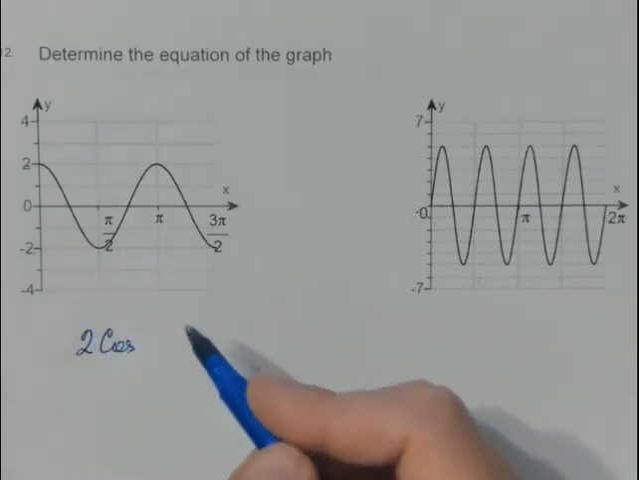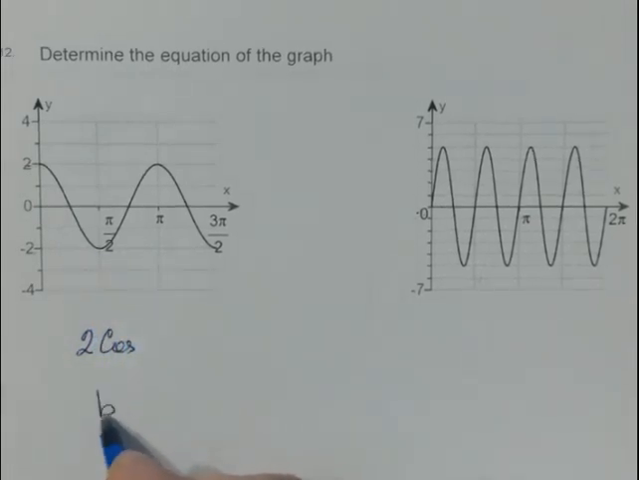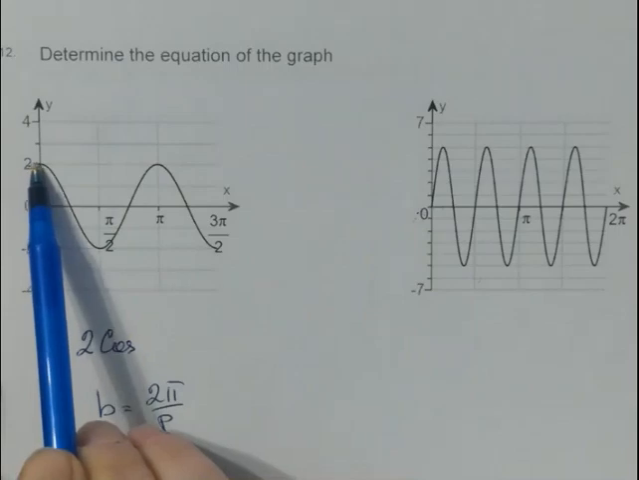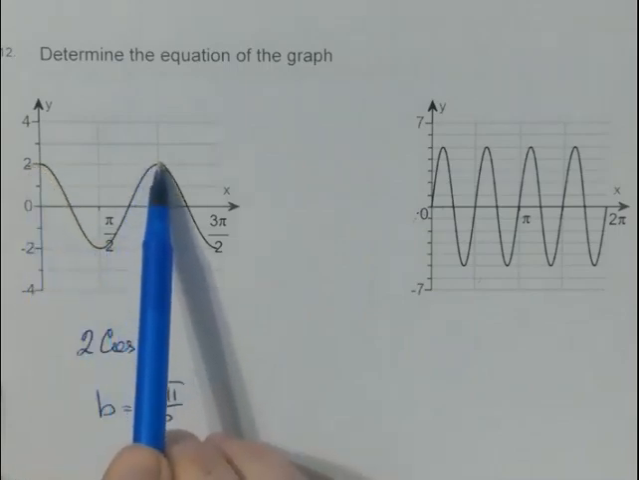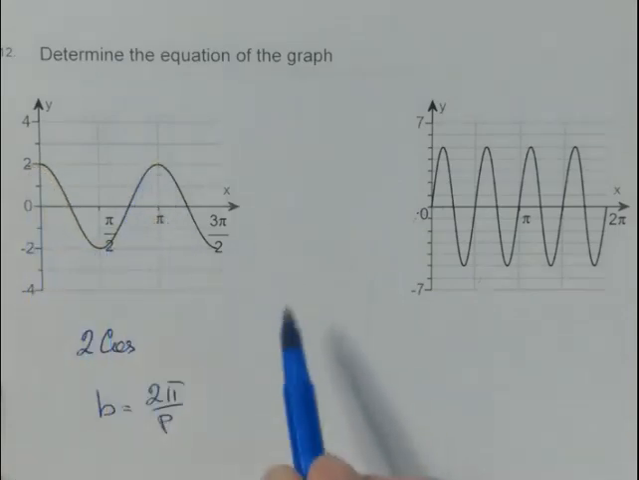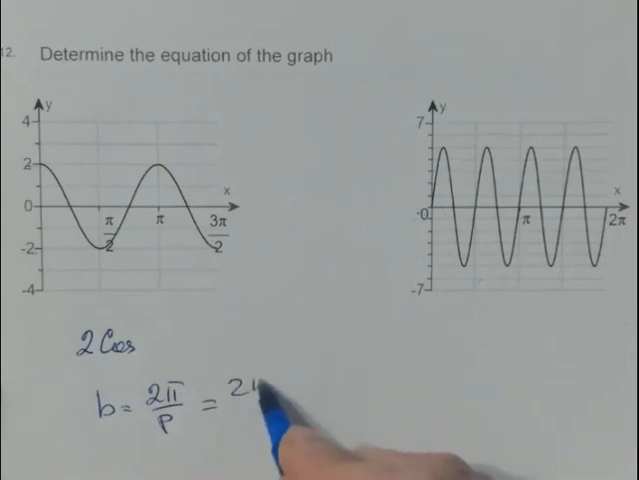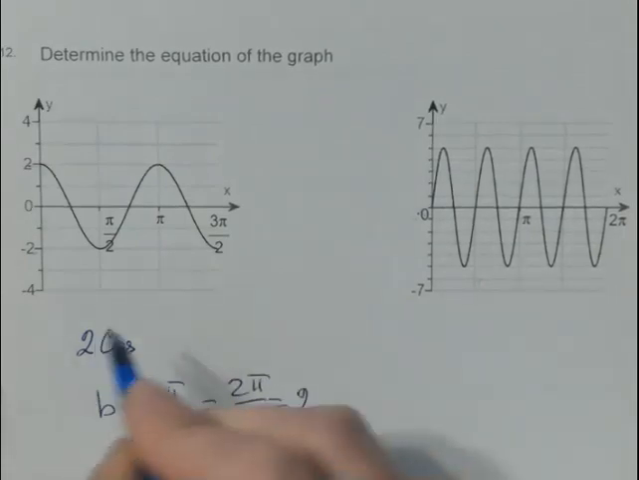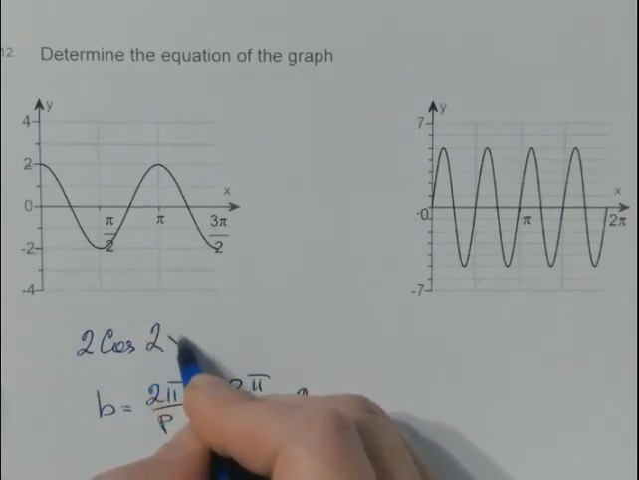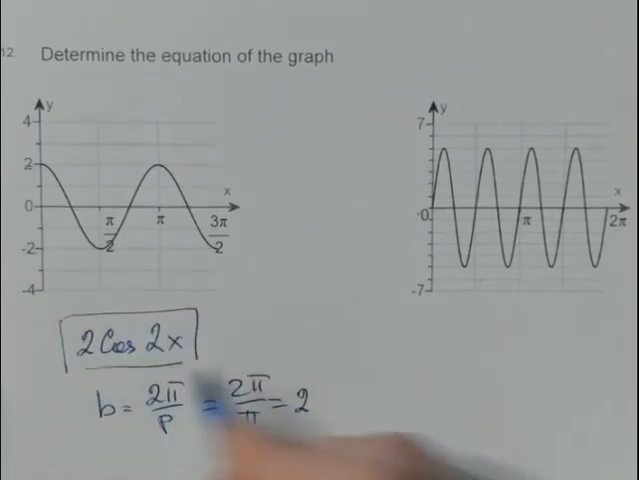Then we want to find b. B is 2 pi over p, the period. What is the period? The complete cosine wave takes pi units. So we must divide 2 pi by pi and b equals 2. So it is a cosine of 2x.